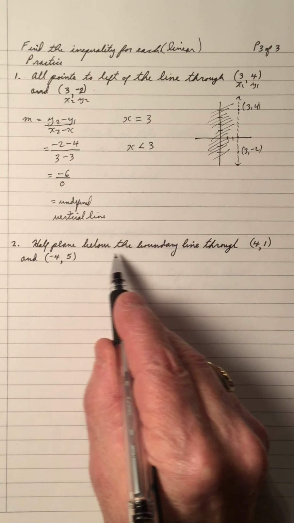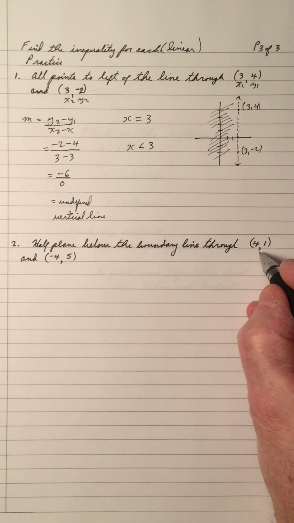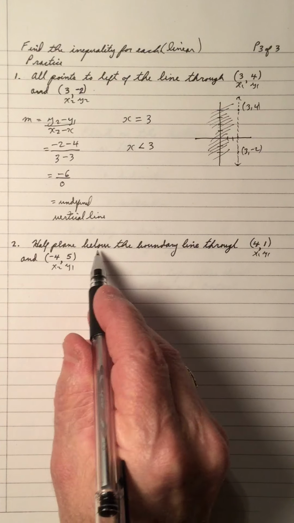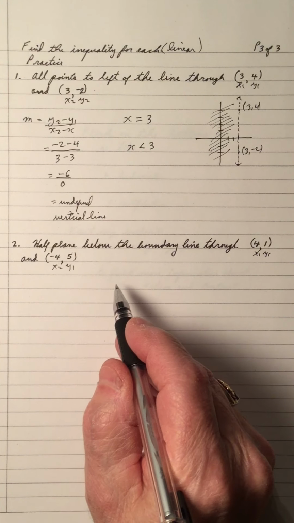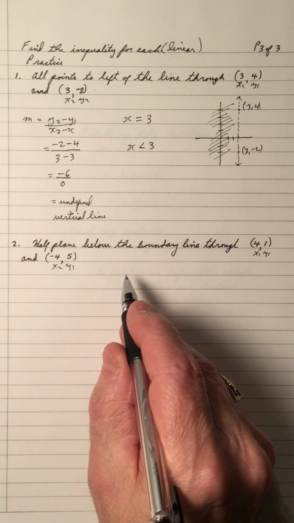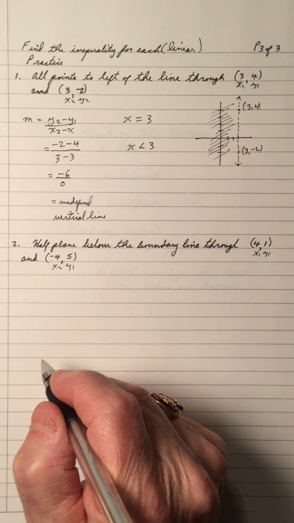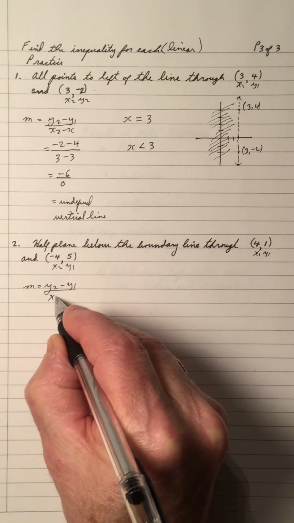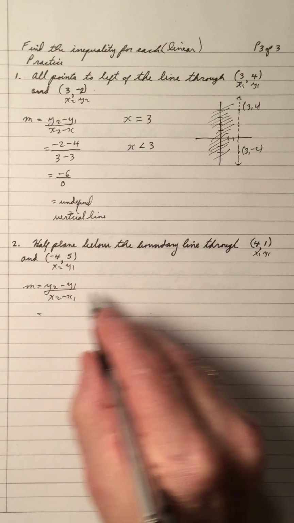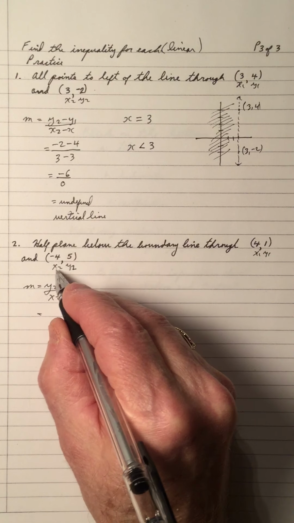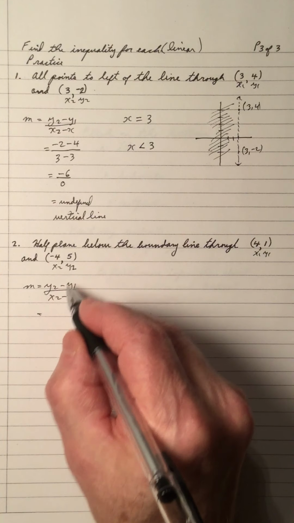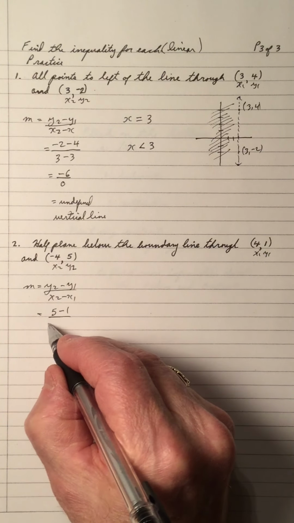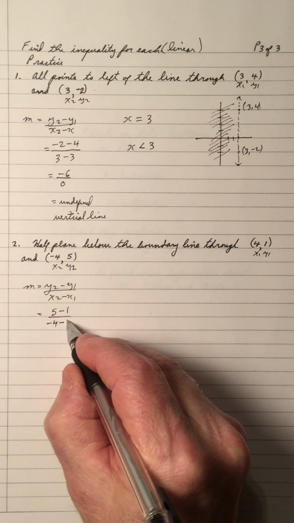Number 2, a half plane below the boundary line through these 2 points. Well, we have x1, y1, x2, y2. A half plane below the boundary line is the same as saying all points below the boundary line. Remember, an inequality is a half plane. So the slope is y2 minus y1 all over x2 minus x1. So y2 is 5 minus 1, and x2 is negative 4 minus 4.